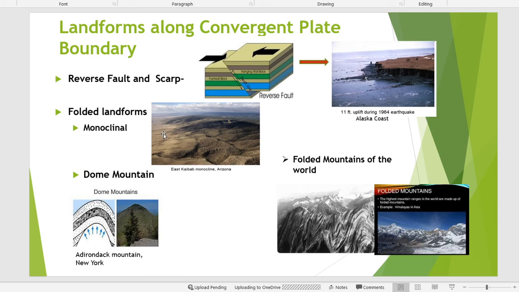Next is the formation of monocline, where we will see only one single fold. Later we will find when the stress increases further and there is more compression, there will be a formation of folded mountain systems, as we can see in the Himalayan system in Asia. Then with the compression from inside, there is also a probability of development of dome mountains. So these are the landforms which are associated with the convergent plate boundaries.